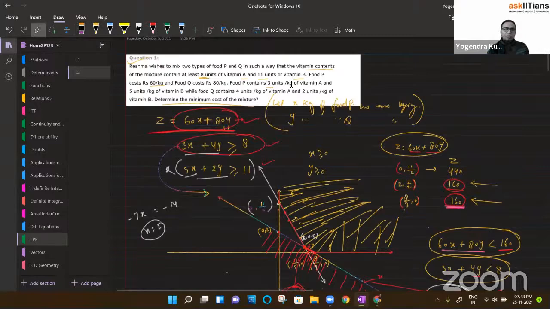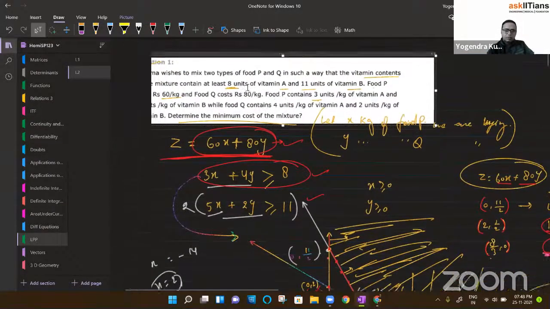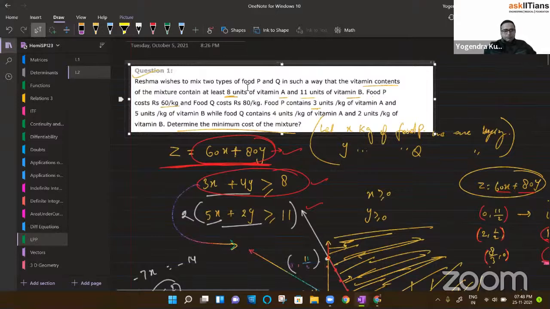Everyone try to do this question. Can you see this? Do it now, everyone. Try it once and you will understand this. They are telling us to determine the minimum cost of the mixture. Are you sure this is the same question? I'm looking for the example in which it doesn't exist.